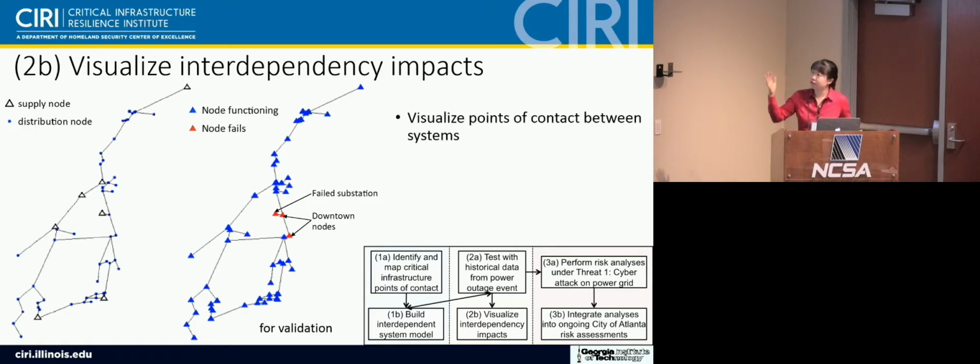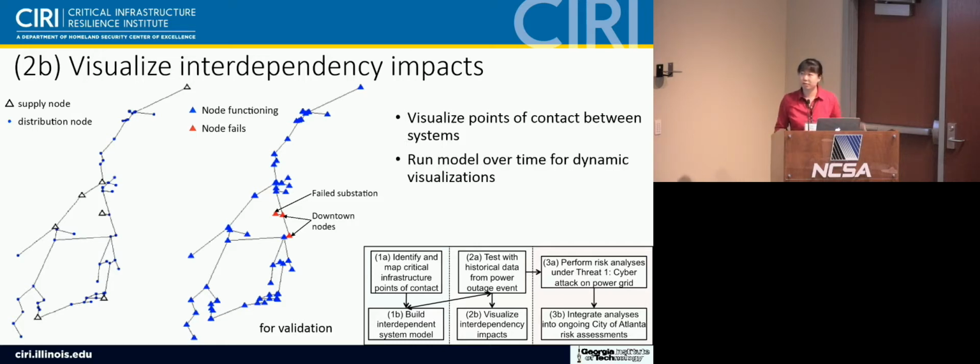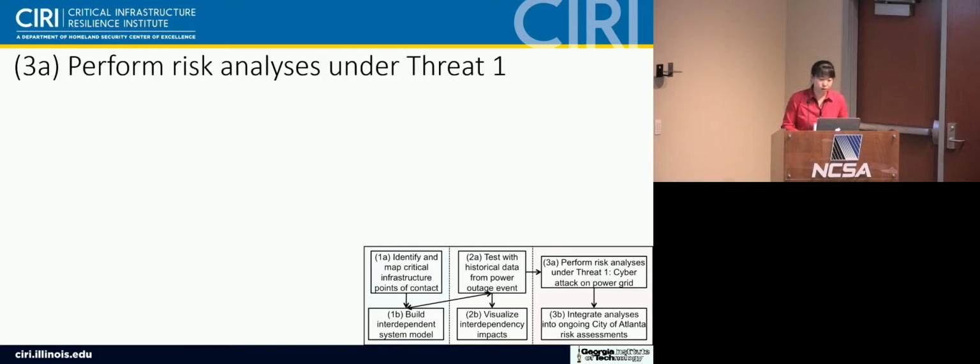And so with this visualization, we want to enable end users and stakeholders to both be able to visualize the points of contact between systems, and then we can also run the model over time for dynamic visualizations. We could run different what-if scenarios. If different nodes in the network fail, how does that propagate through the network? And then if you observe some events, what are the potential causes for those events?